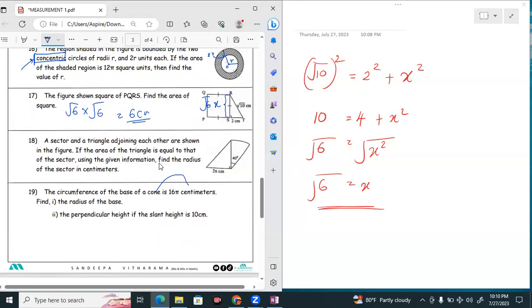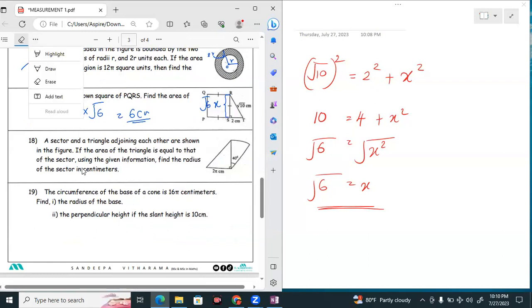Okay, then let's move to the 18th question. A sector and the triangle adjoin each other are shown in the figure. If the area of the triangle is equal to that of the sector, using given information, find the area of the sector in centimeters.